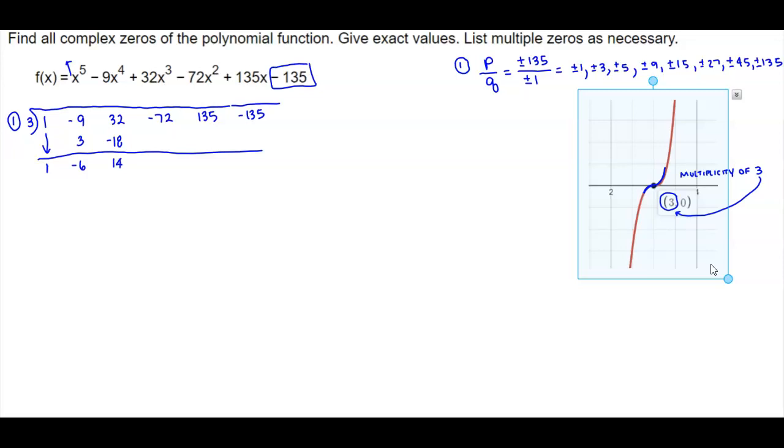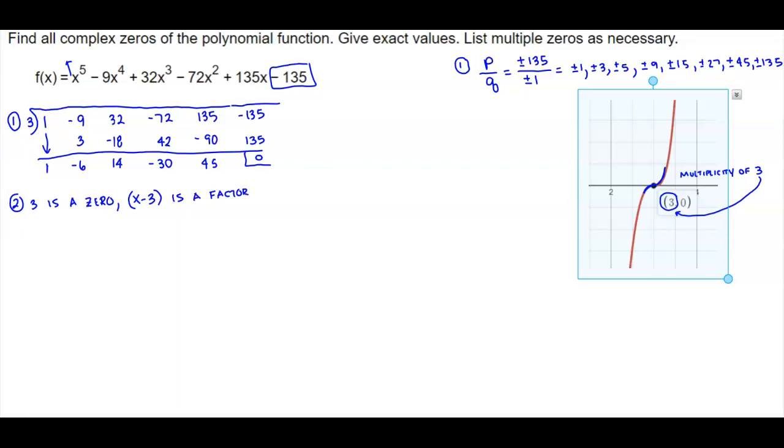3 times 14 is 42. Negative 72 plus 42 is negative 30. 3 times negative 30 is negative 90. 135 minus 90 is positive 45. And 3 times 45 gives us positive 135. So therefore we get a remainder of 0. So we can see that 3 is a 0, and therefore x minus 3 is a factor.